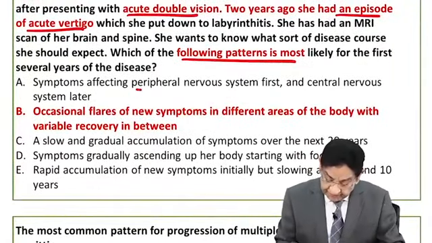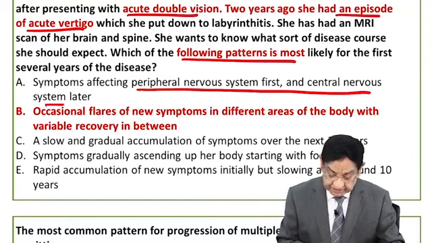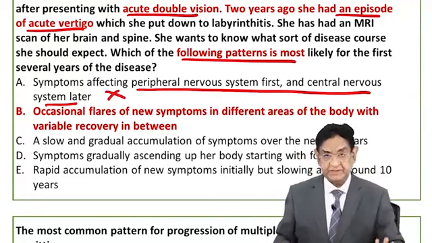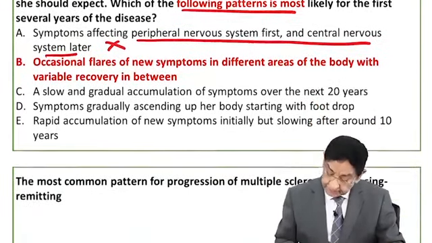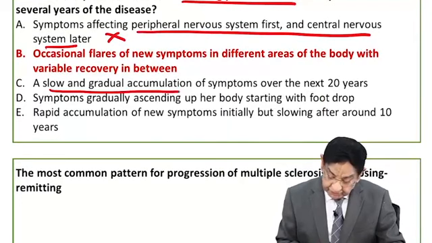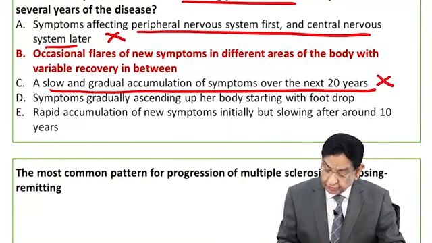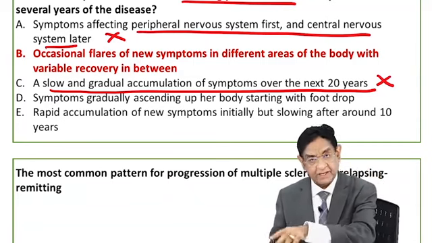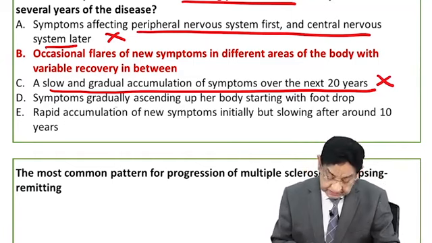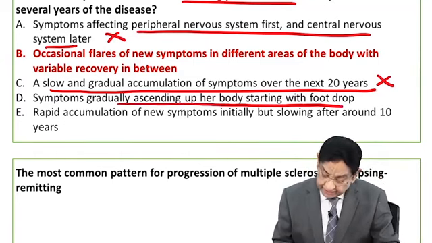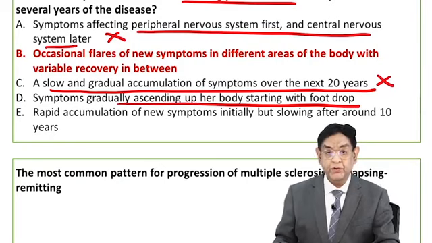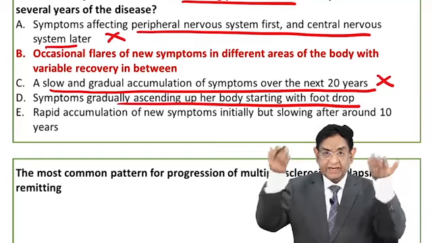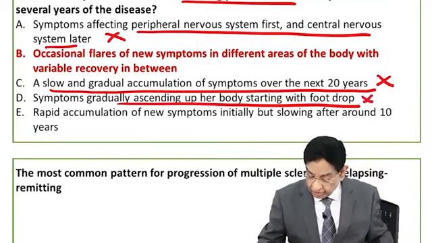Symptoms affecting the peripheral nervous system first and central nervous system later. This is wrong. It is a primary disease of the central nervous system. Rule out. A slow and gradual accumulation of symptoms over the next 20 years. No way. It can have different types of patterns. Rule out. Symptoms gradually ascend up the body starting with foot drop. No, because the problem can be in the leg, or later on it can come. No way, it can be anywhere. Rule out.